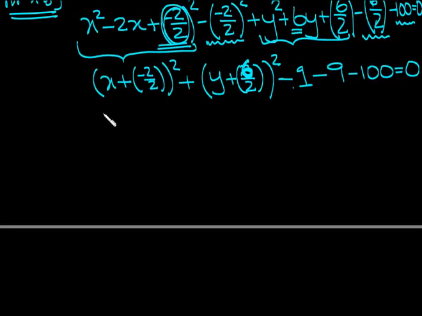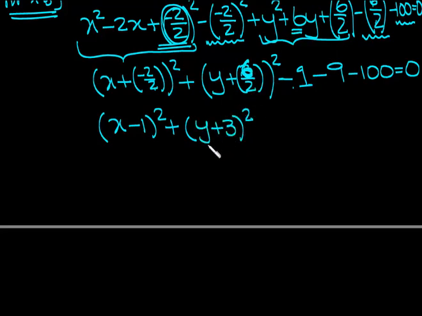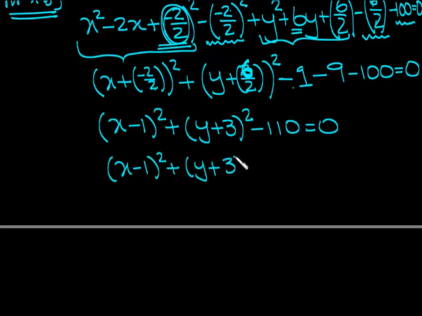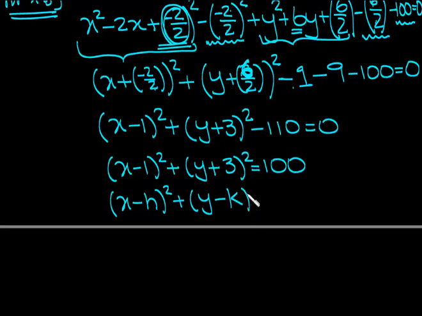Let's go ahead and clean this up a little bit. So we get x, negative 2 divided by 2 is minus 1, so we get x minus 1 squared, plus y plus 3 squared, because 6 divided by 2 is 3. And then let's add these guys up. So this gives me minus 110. I can move that 110 to the right hand side, because I want to get it into the standard form, and there we go, we got it into the standard form. So let's compare that to the standard form. You get x minus h squared plus y minus k squared is equal to r squared, and this should be 110.